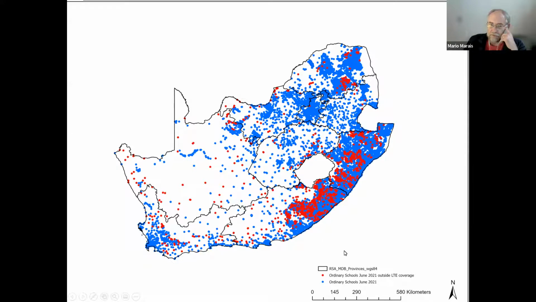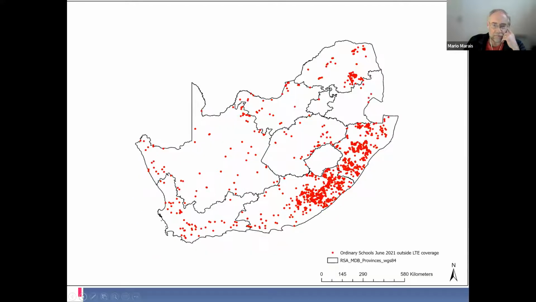So this is your 25,000 schools, and the ones that are outside LTE coverage, I'll make it a little bit easier by just going on one slide, is shown in red. So again, you see, I come from the Eastern Cape, and there's a tremendously high density of people living in rural areas in these areas. So the spatial development planners call it dense rural. And South Africa's got dense rural for this whole area here and for the whole of KZN.